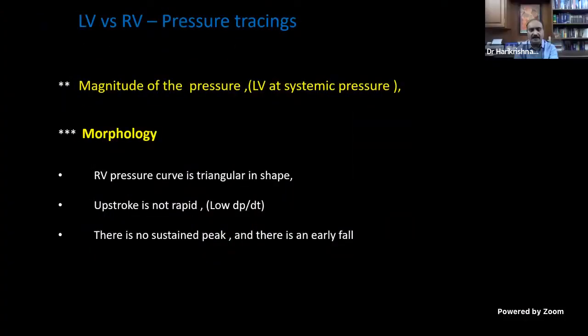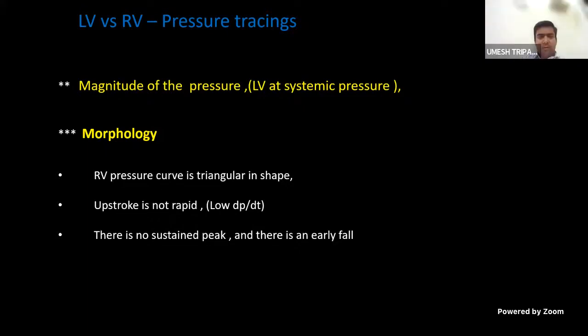Increased DP by DT in? So low DP by DT in the right side. Right side. Okay, this is due to the low DP by DT, and we may get to know from the magnitude of the pressure. But there can be situations where the RV can be suprasystemic also. What are the situations where you get a suprasystemic RV pressure?